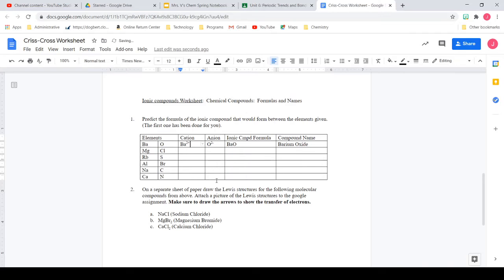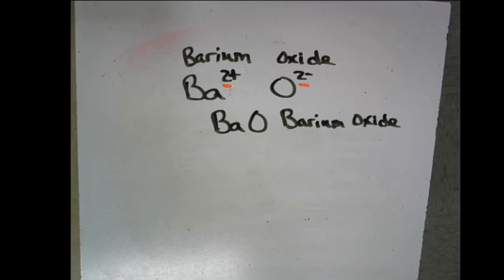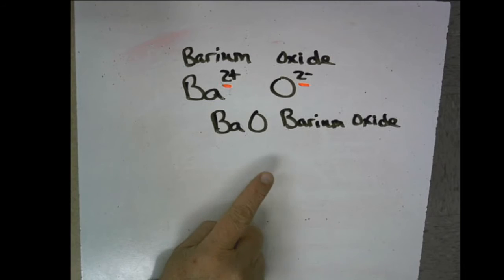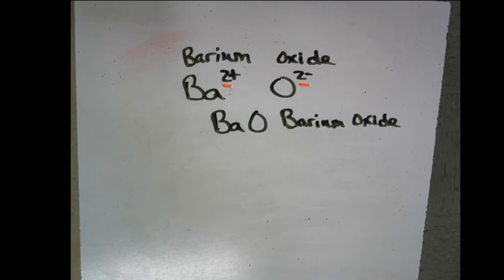All right, so the next one, you'll do all of these here. You're going to fill out the cation, the anion, the ionic compound formula here, and then you want to put the compound name for all of these, okay? The second part here is going to be doing some Lewis structures. So there are 3 Lewis structures I want you to do, but I'm going to do the example of barium oxide for you, okay?